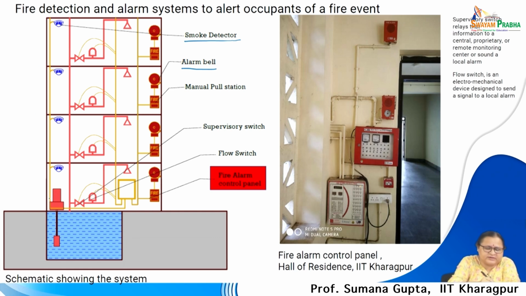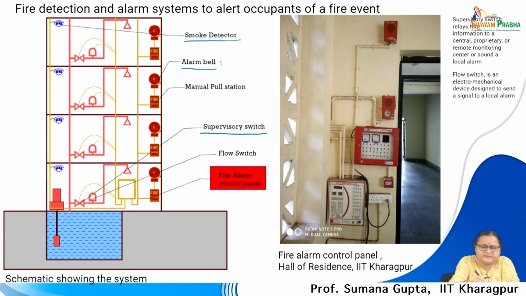When the smoke detector detects the fire, you can see the yellow line coming, which has a supervisory switch. The supervisory switch relays that information to the central center. You can see here a picture of the control panel, where the light blinks, showing that from this point the sound is coming and the alarm is set.